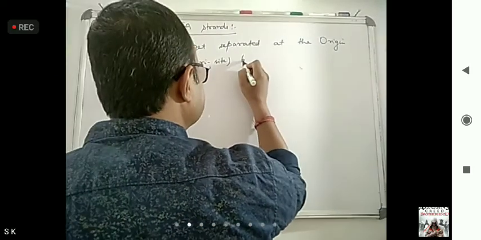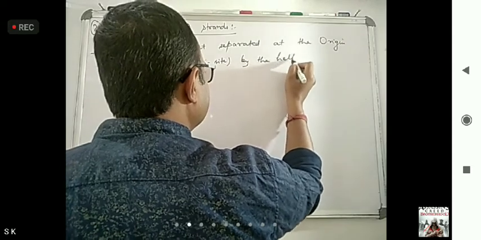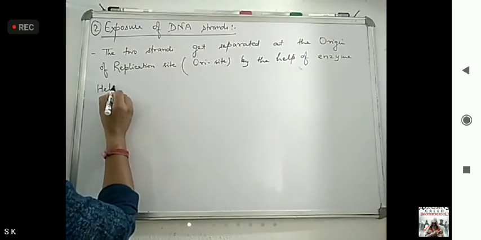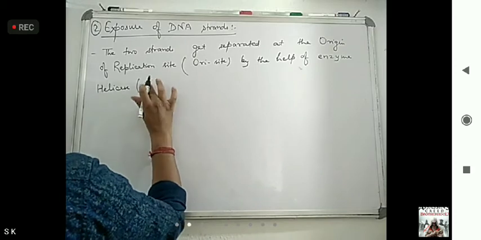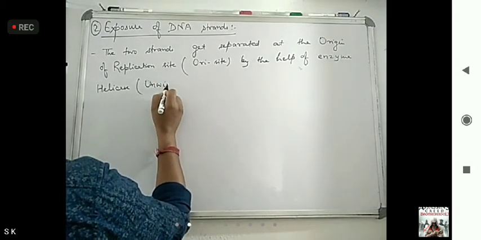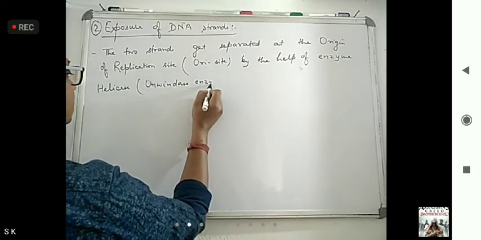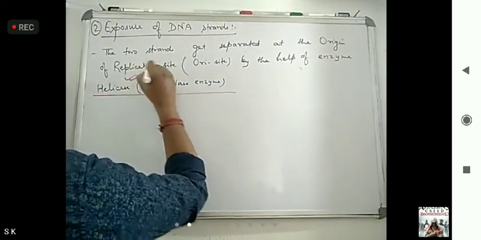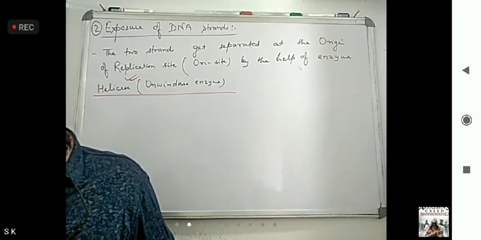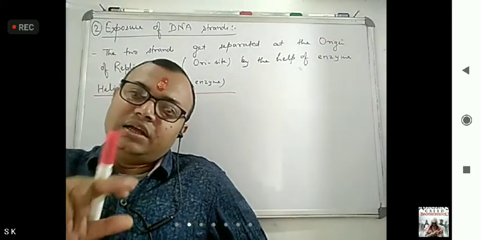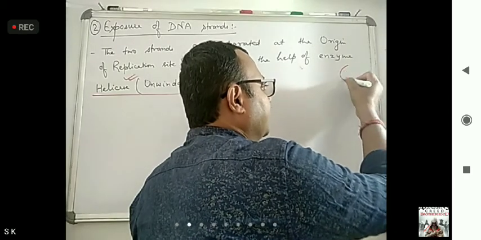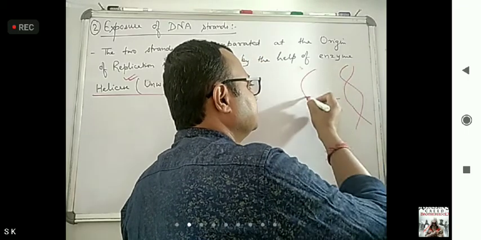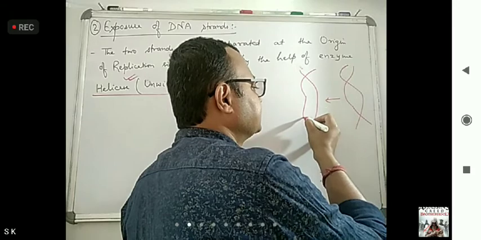So by the help of enzyme helicase or unwindase. Okay, so this you have to remember, which enzyme is used to separate the two strands. Now, previously it was joined like that. Now what does it become? Single stranded, like that it is coming single stranded.